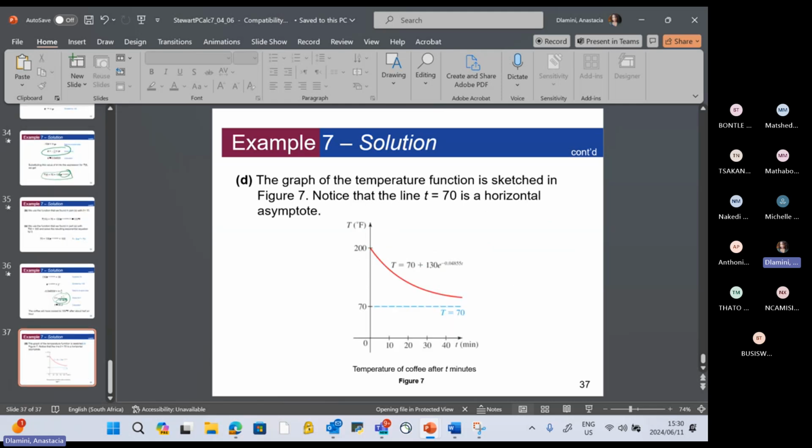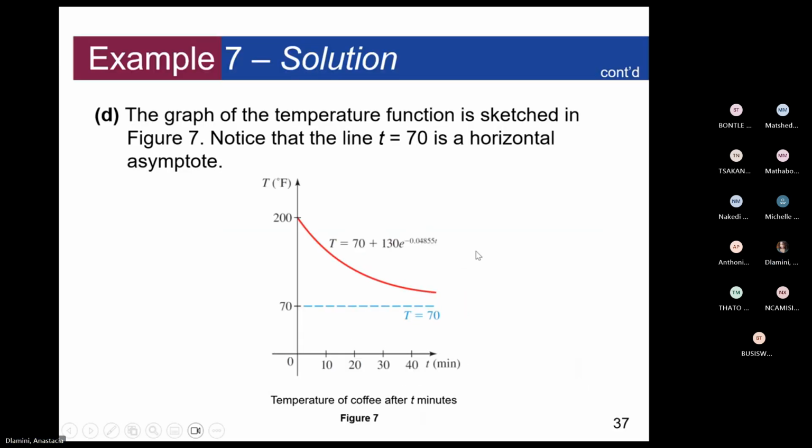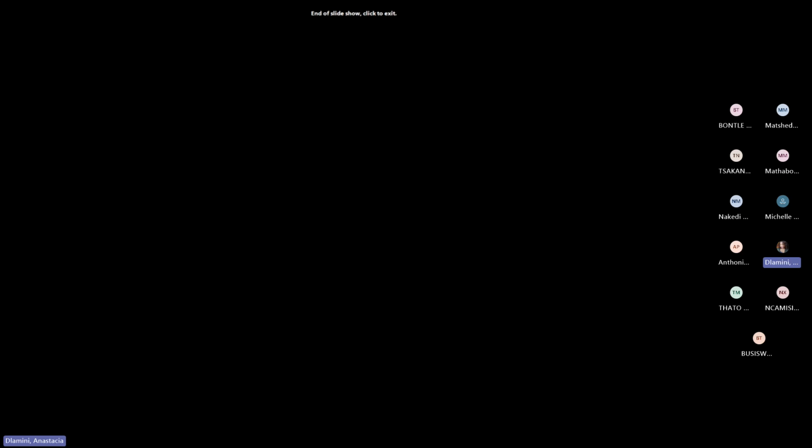Now this is the graph that we drew. Do you see that, guys? This is the graph we drew. Yes, ma'am. And that was our last session.